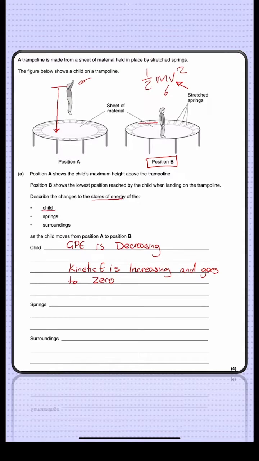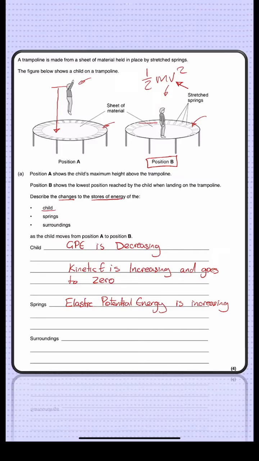Now let's think about these springs. So the trampoline has springs on the side. So at position A, what do they have? Position B, what type of energy is increasing or decreasing? Yes, thank you. Elastic potential energy is increasing because it's asking about changes. You can't just say elastic potential energy. You have to say whether it's increasing or decreasing. So good, elastic potential energy increasing.